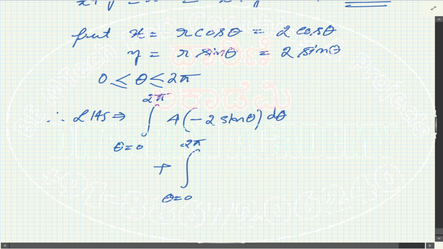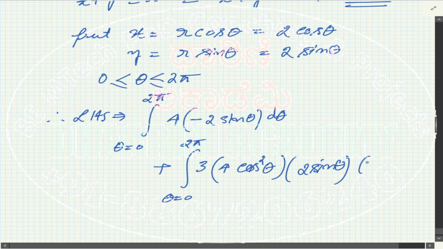So look at the function. It says 3x squared. So there is 3x squared, where x is 2 cos theta. So 2 squared is 4, and x is cos theta, so I have cos squared theta. 3 into 4 cos squared theta into y is 2 sin theta, and there is a dy.